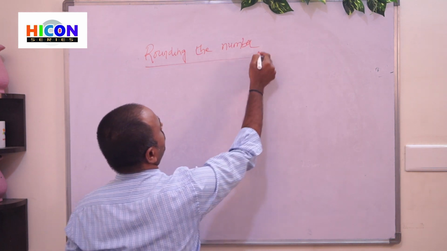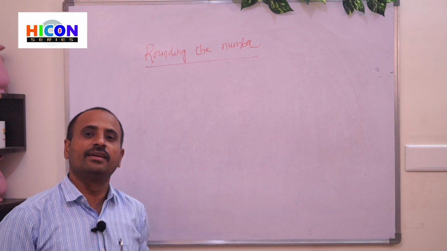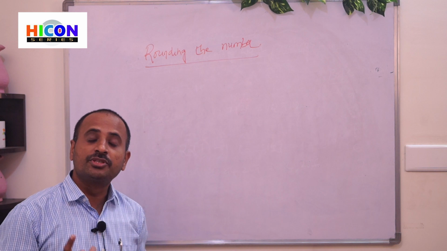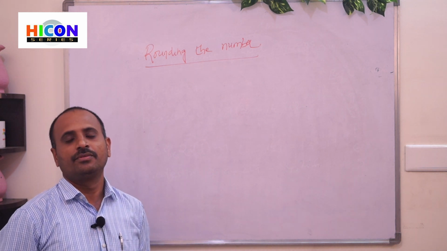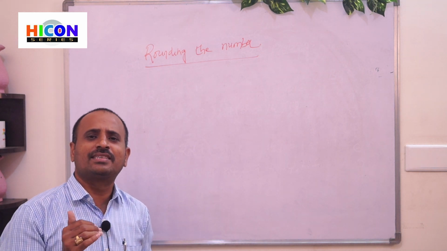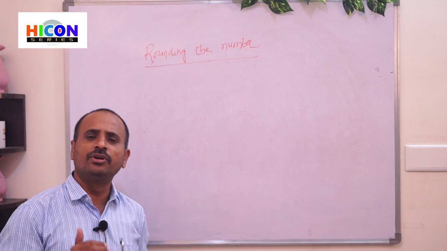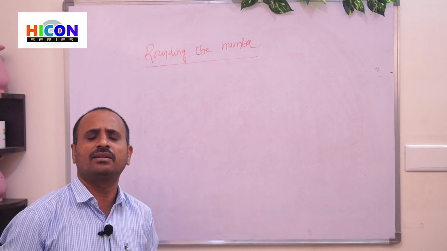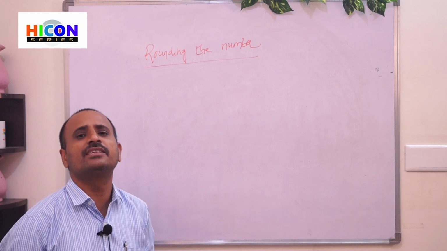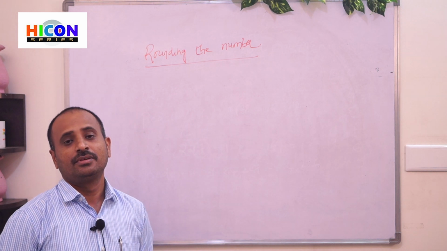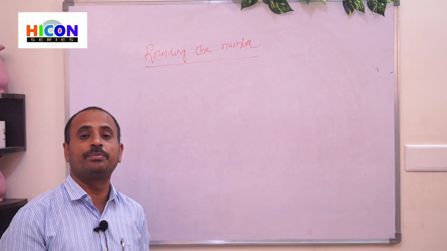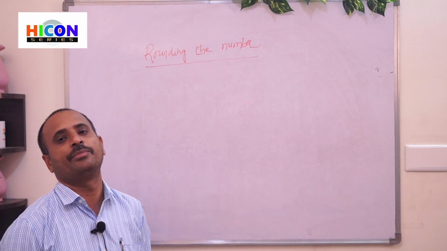Children, we use the concept of rounding numbers in some situations in our daily life. For example, if we don't remember the exact value or exact number, then we will say the number which is nearest to the exact value. That nearest number, which is nearer to the exact number, is called a rounded number.